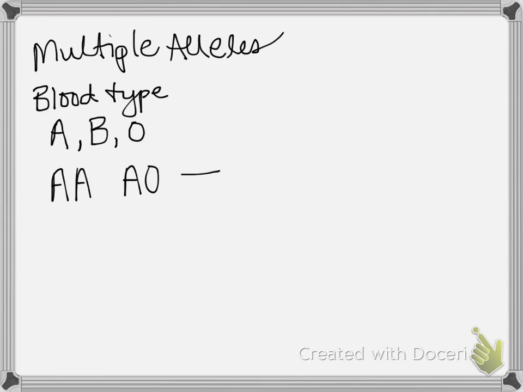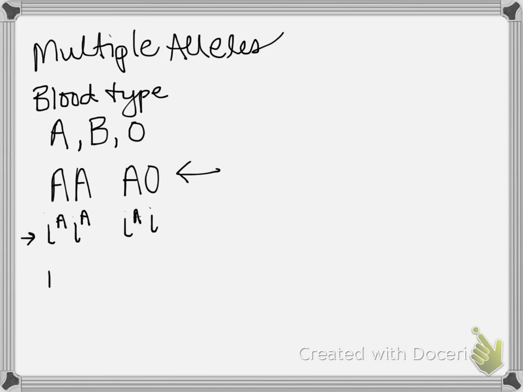Now, like I've told all my students, this is sort of the middle school way to draw things. What we'd really do in this case is use the actual notation. It's a lowercase i and a capital superscript A. So this would be the actual genotype for the first one, and the second one would be lowercase i with a superscript A, and then just a lowercase i by itself. Those are the two options to have type A blood.